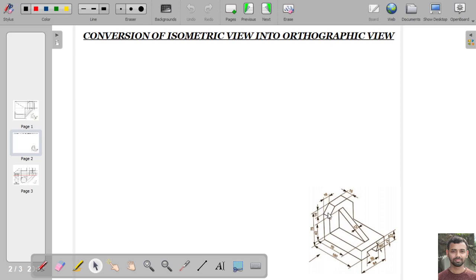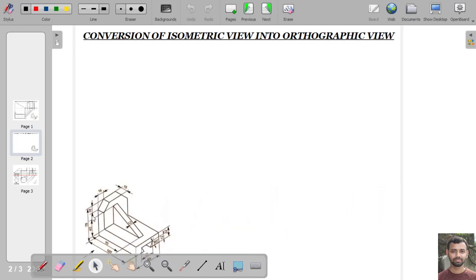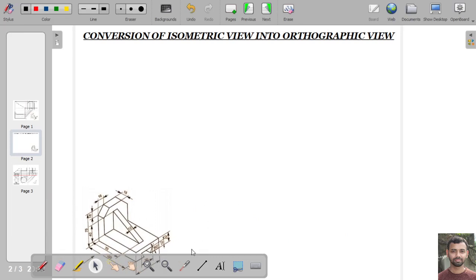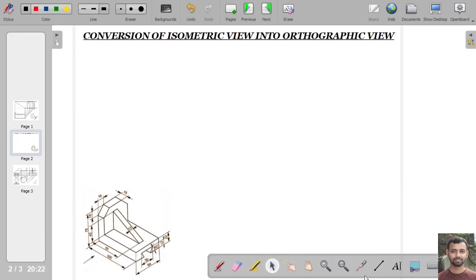That means, suppose we draw the front view over here, then when we look at the object from the right hand side, we will get the right hand side view in the left profile plane, and we will get the top view below the reference line. So the first step is to draw the front view, then we project all the points, then we draw the top view, and from the top view and front view we draw the side view.